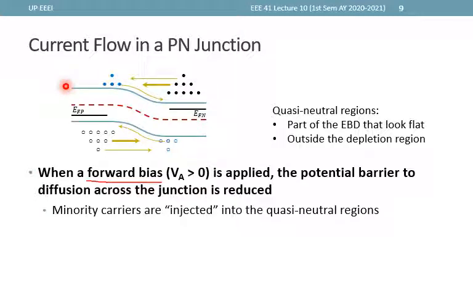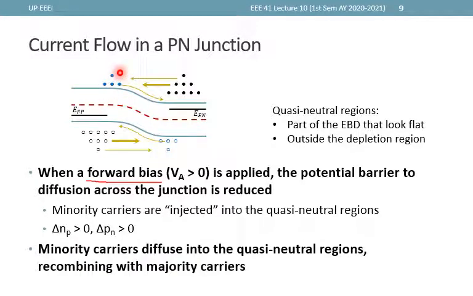Now, what happens after they diffuse into the other side? Now, we note that in this quasi-neutral region, there are now more excess minority electrons, so delta n_p is greater than 0, and in this part, delta p_n is greater than 0. And we know that when there are excess minority carriers, there are a lot of holes in this side, so the tendency is they will diffuse further, but recombine along the way. So here, there are more electrons here than there are electrons here. So they will still diffuse towards that direction, but they will recombine along the way. And the same is true here until they are, say, fully recombined.